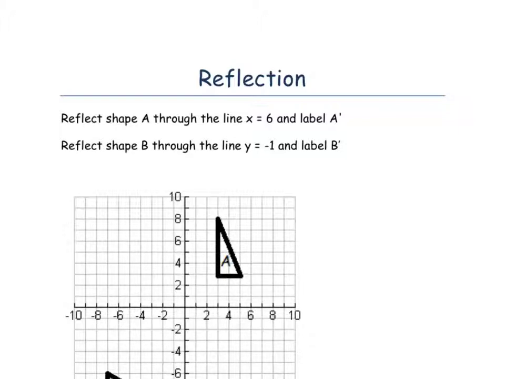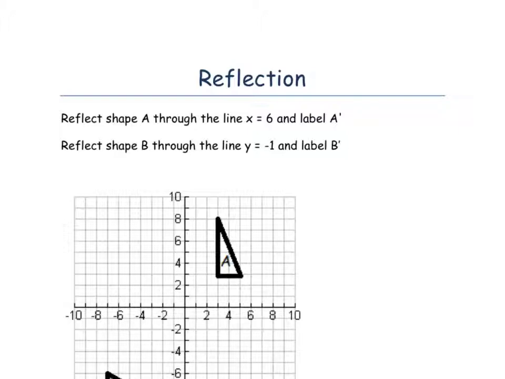It means flip the shape. And when you're asked to describe a reflection, or when you're asked to draw a reflection, you're always given one key bit of information. And that is the line of symmetry to be used. And the line of symmetry is the line at which you're reflecting your shape through. So if we're asked to reflect shape A through the line x equals 6 and label it A dashed, we need to draw the line x equals 6.